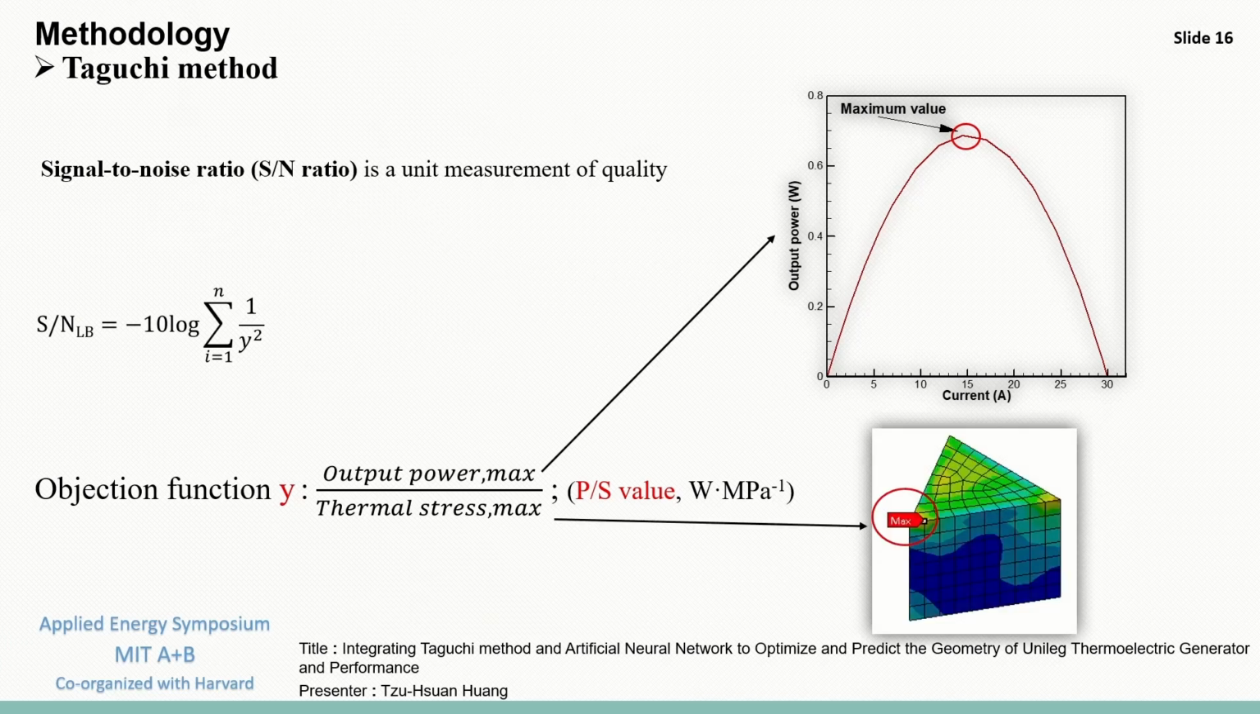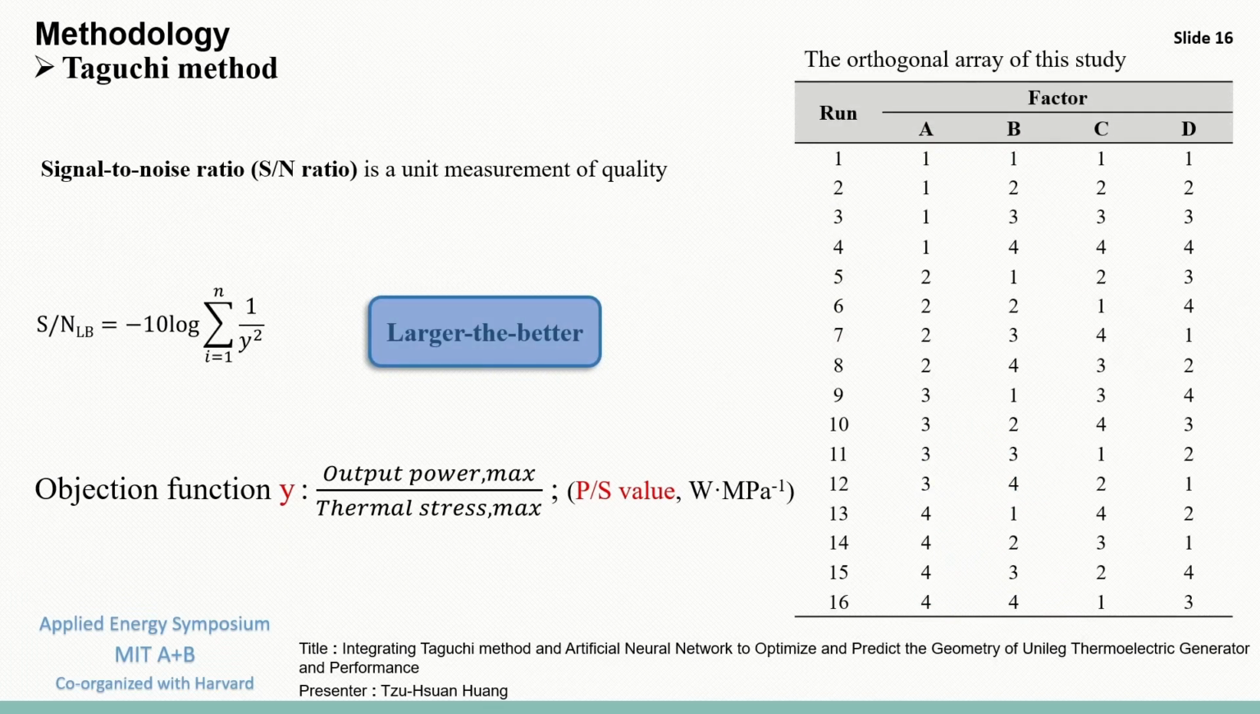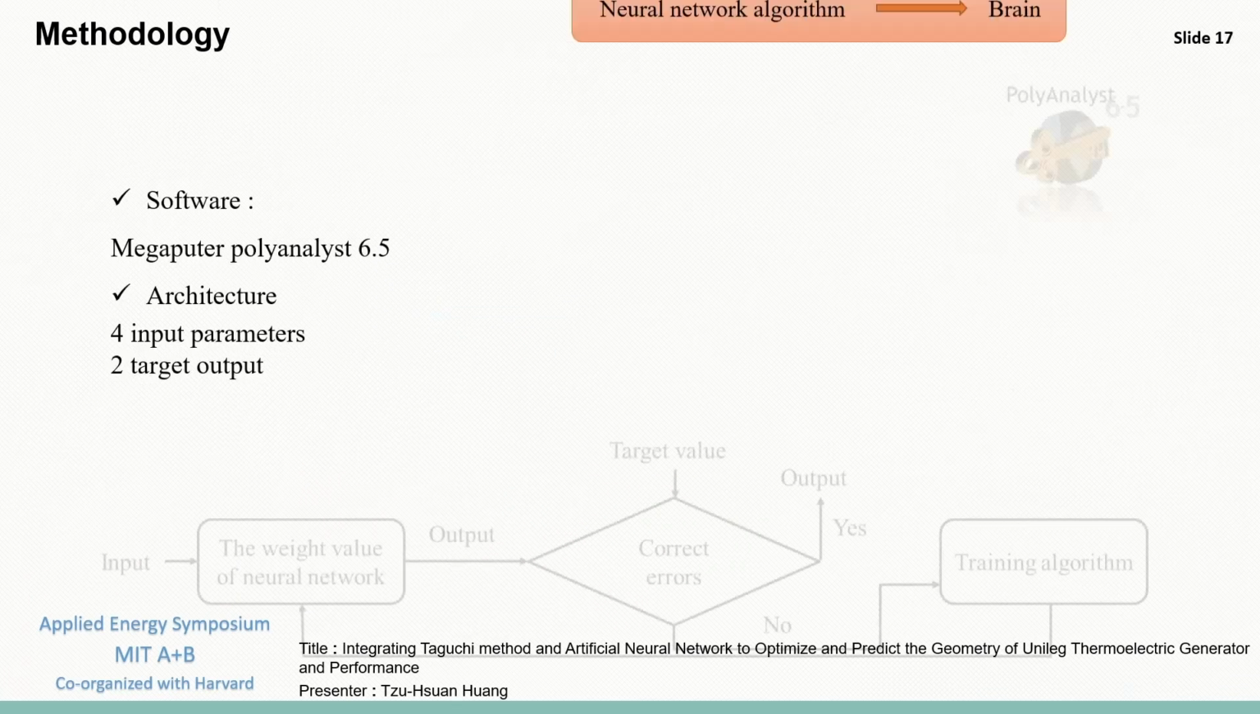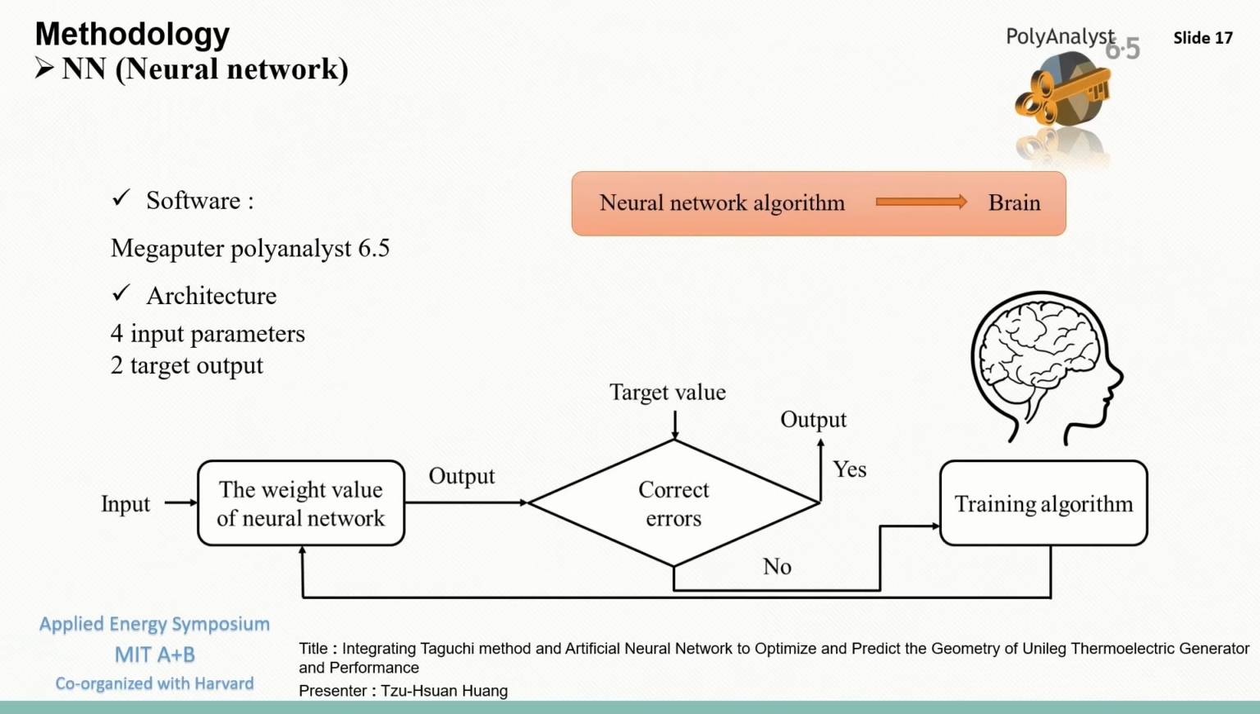And we will discuss using the Taguchi method to analyze the maximum output power and the maximum power-to-thermal-stress ratio with the unileg module. And this is the orthogonal array of this study. In the next part, this study will use the artificial neural network to predict data, and the ANN is based on some assumptions about the operations of the human brain. This is a flow chart of the artificial neural network, and this study has four input parameters and two targets, output power.